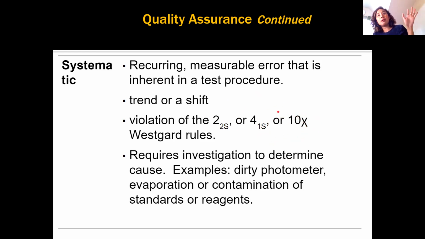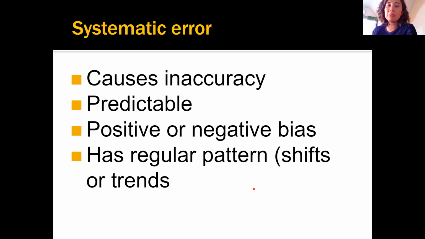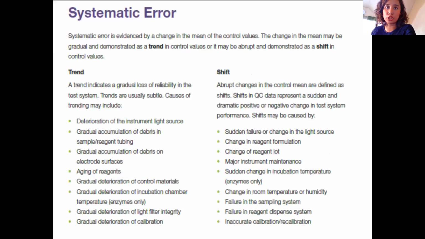When magkakalapit na controls, yan, 10, they lie on the same mean. Yan. So trend ang tawag doon. So requires investigation to determine yan, dirty photometer, evaporation or contamination of standards and reagent. So this happens slow, okay? It causes inaccuracy. Yan, hindi ka na accurate. So hindi na siya nasa true value. It's predictable. Yan, it has a regular pattern.